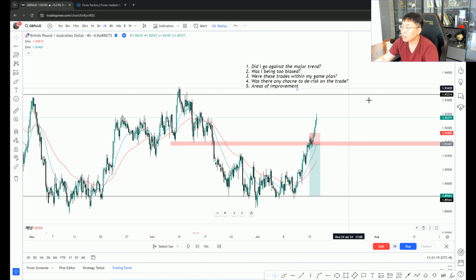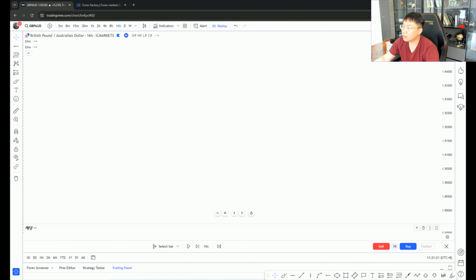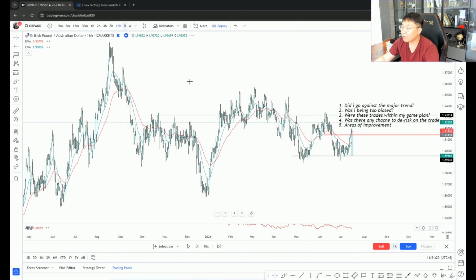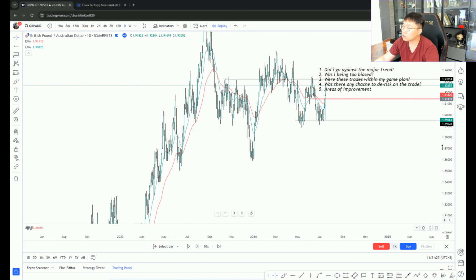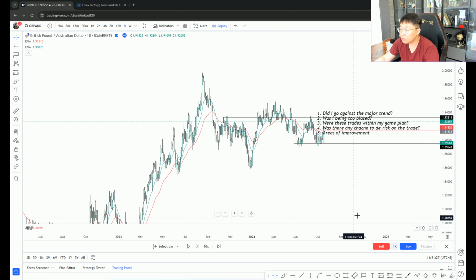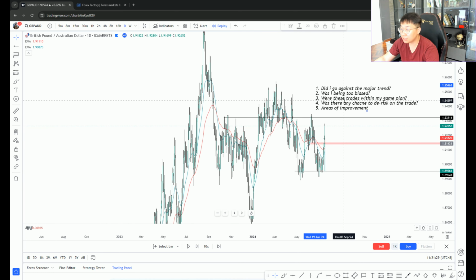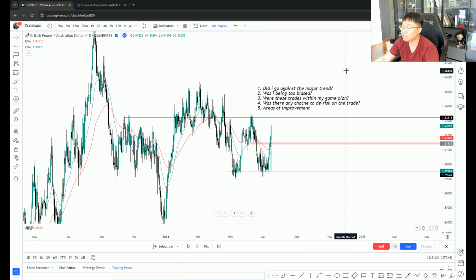Did I go against the major trend? Again, if you really look at the daily, we can also debate that, hey, this is on a major uptrend. So I'll say it's a little bit mixed. Did I go against the major trend? Yes or no? Because when I took the trade, I specifically said that I'm looking at more of a short to mid-term structure. As price is printing lower highs here, I'm expecting price to push down.